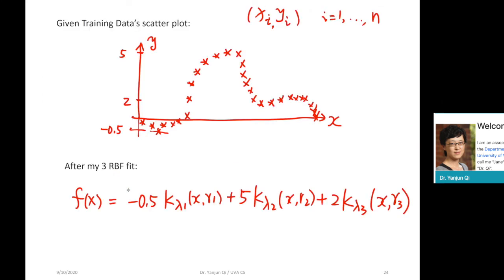I will not do this, but this is roughly eyeball speculating. The first one gave me a minus 0.5, and then the second almost like a 5, then the third gave me roughly 2, and the wideness is kind of different from each other. So it's your choice about lambda and gamma. And the weight is learned.